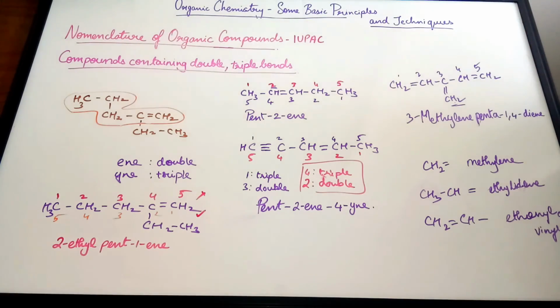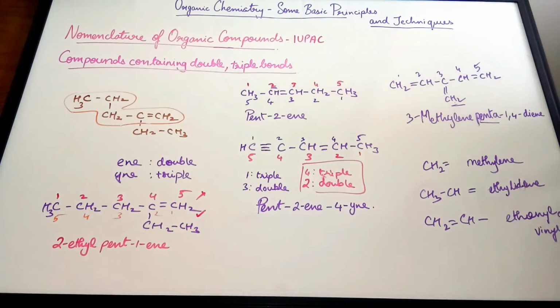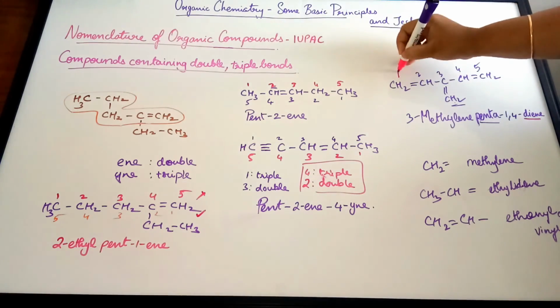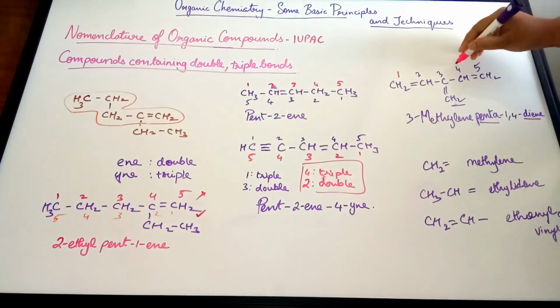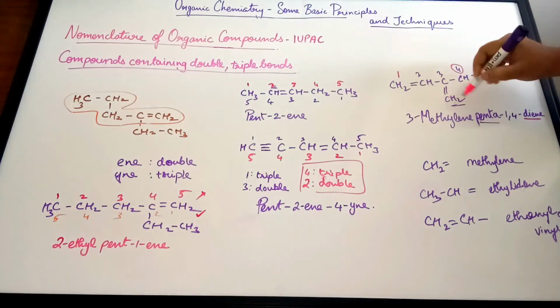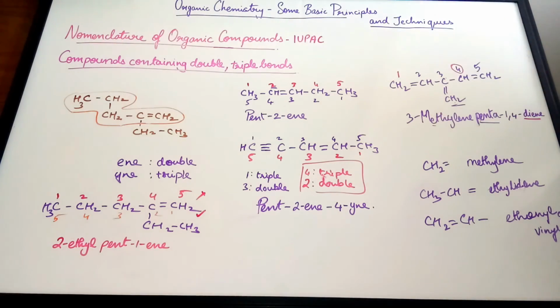We picked the longest chain to be 5 carbons long and it has 2 double bonds. So 5 carbon long, that's why penta. And 2 double bonds, so it's a diene, and its position is at 1 and 4. Between 1 and 2 it is denoted as 1. Between 4 and 5 it will be denoted as 4. So 1,4-diene, and this is a methylene group and it is at position 3. So that's called 3-methylenepenta-1,4-diene.